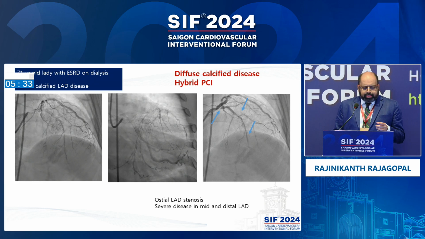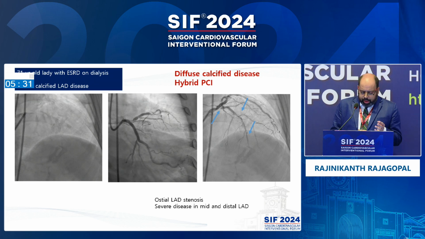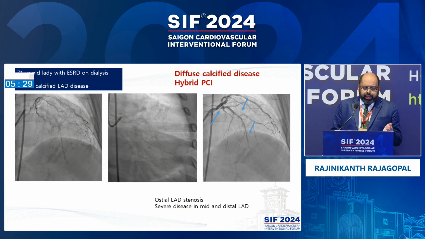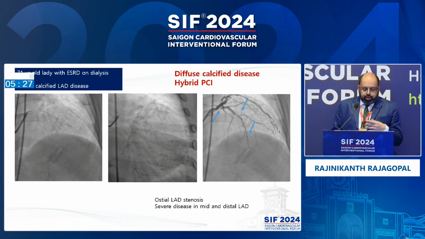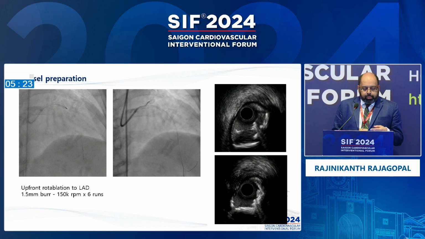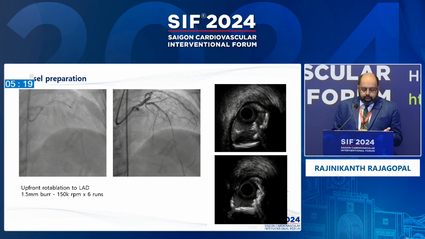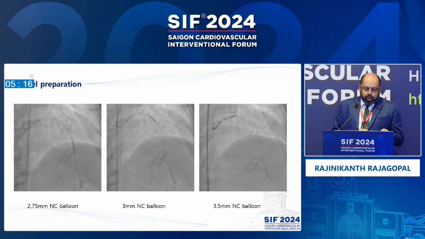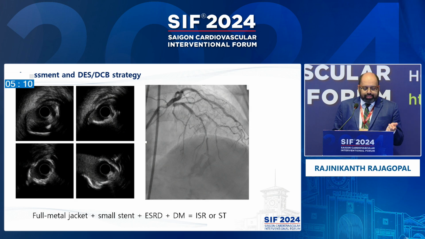Different patient, a 71-year-old lady here, with, again, diffuse disease, but heavily calcified. So the whole LAD is severely calcified. There's some ostial stenosis. Here we did rotablation to the LAD, and then we did assessment with angiogram, and IVUS showed some improvement, a good result from the rotablation. Further vessel preparation with NC balloons sized up to 3.5, assessed again on IVUS and angiogram.